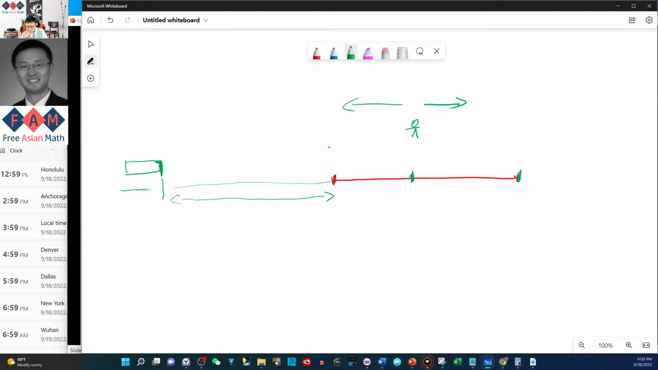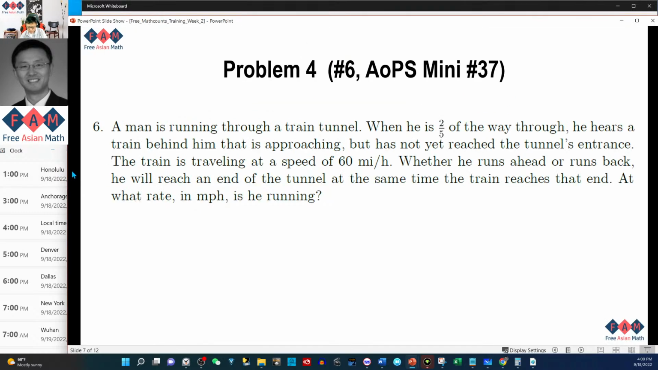But the problem is that no matter which way he goes, if he runs back this way, the train will arrive at this same meeting point, the entrance of the tunnel, at the same time. And if he runs ahead at this point, the train will also catch up with him at exactly that point. That is very interesting. So now we want to know the speed of the man. We do know the speed of the train.